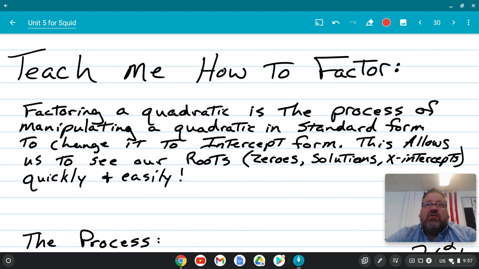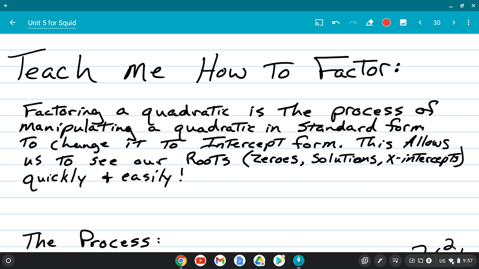Teach me how to factor. That's what we're going to talk about today. Factoring. Let's go to work. Teach me how to factor.